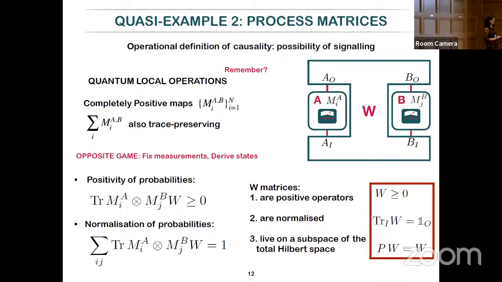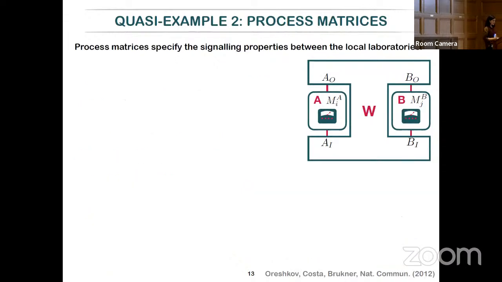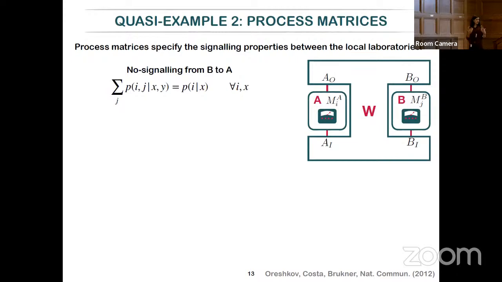This is what characterizes W. And then we said, well, W matrices specify the signaling properties between the local laboratories. How? In terms of probabilities, we can characterize signaling. So I can write the probability of obtaining outcome i in A, outcome j in B, given that I prepared x in A and y in B.